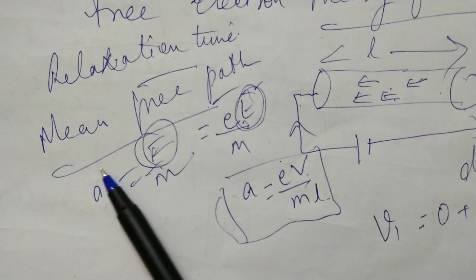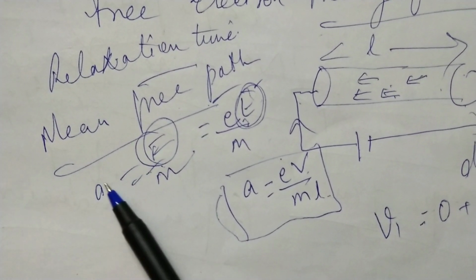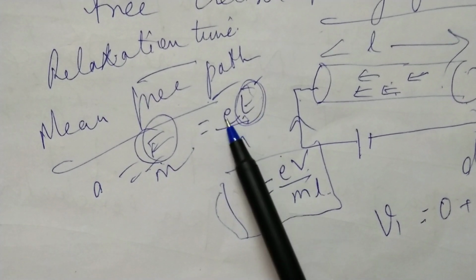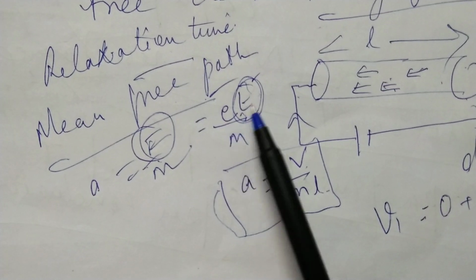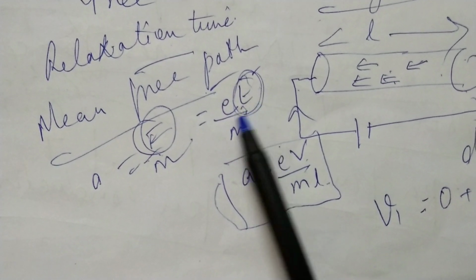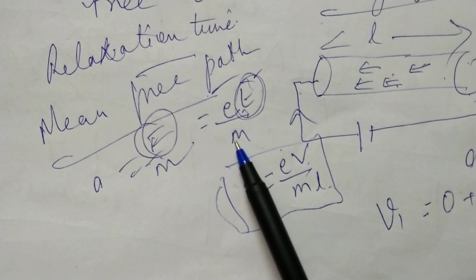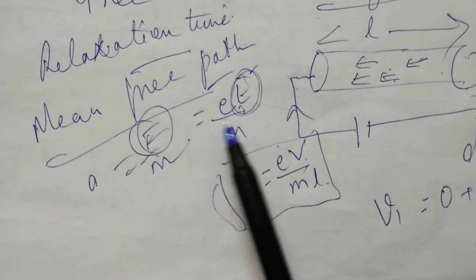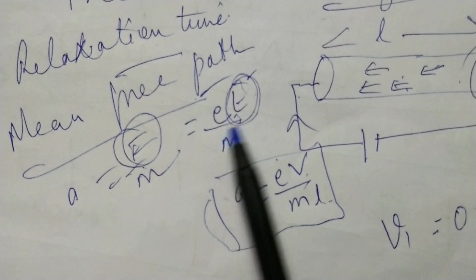Since it is having an acceleration, the basic formula for acceleration is force by mass. So force is equal to the charge of the electron and the electric field. E is the electric field, e is the charge of the electron. This is divided by m, the mass of the electron. Okay, so here we have the relation a equals eE by m.